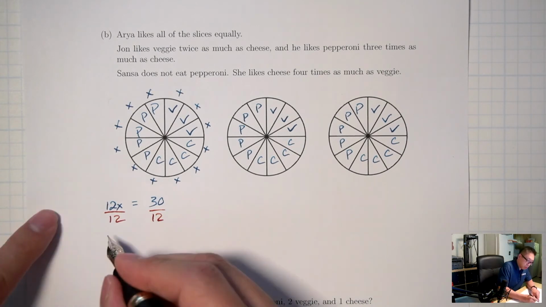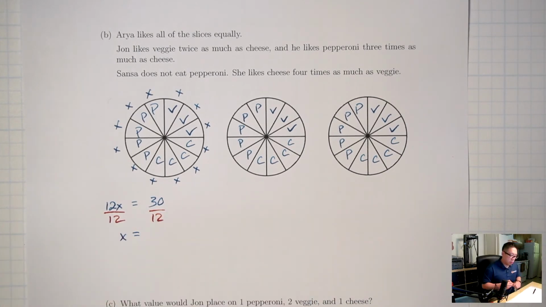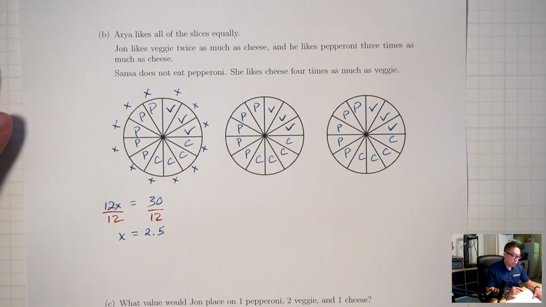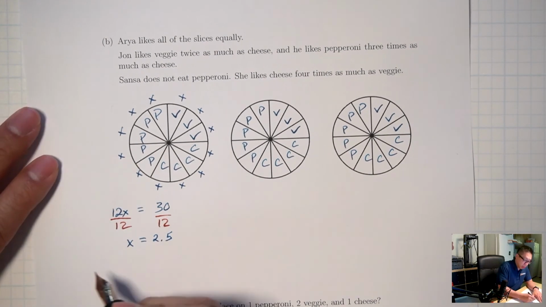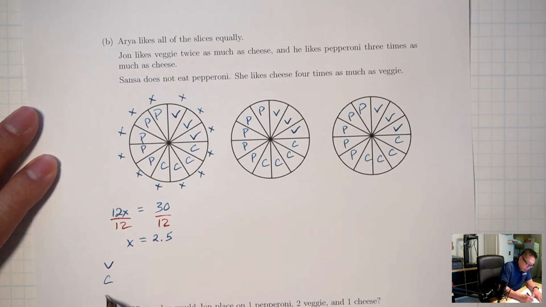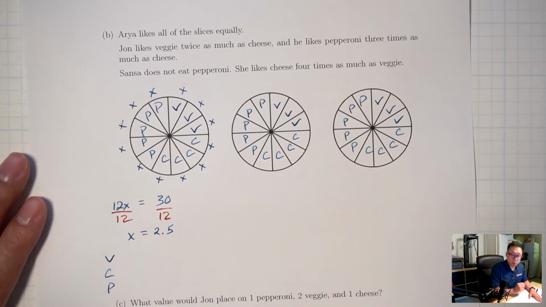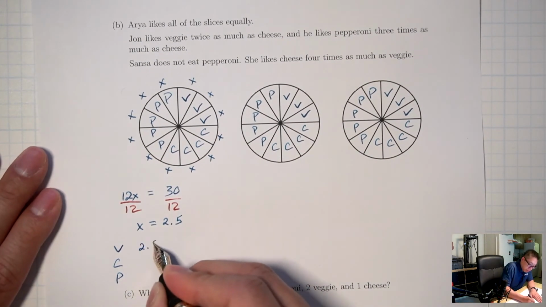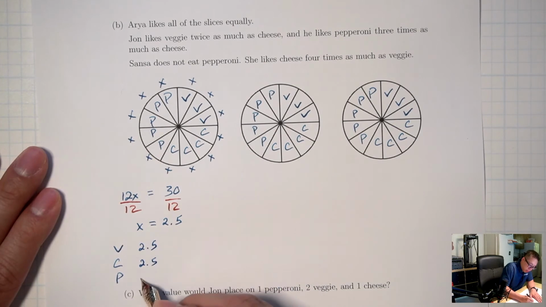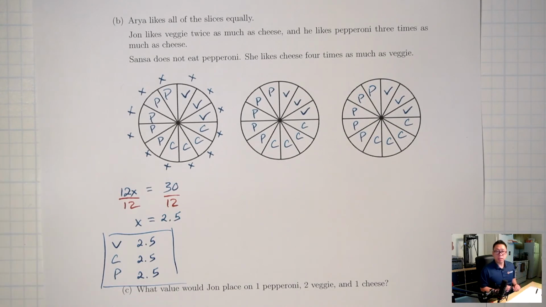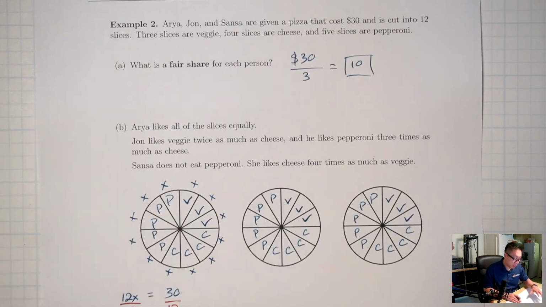And we get X equals 30 divided by 12, which is 2.5. We had veggie, cheese, and pepperoni. They're all worth the same. They're all worth X, which is 2.5. Okay, that's Arya's. Next up is John.